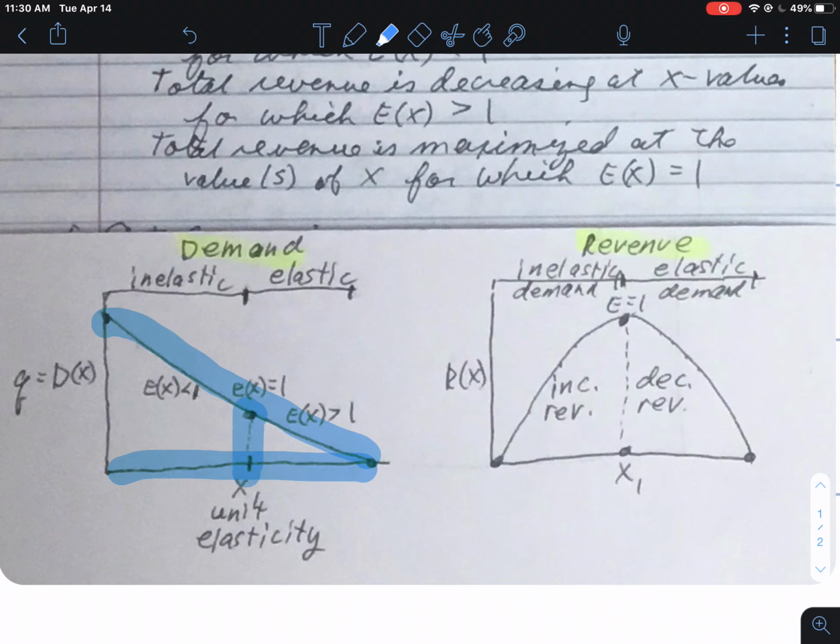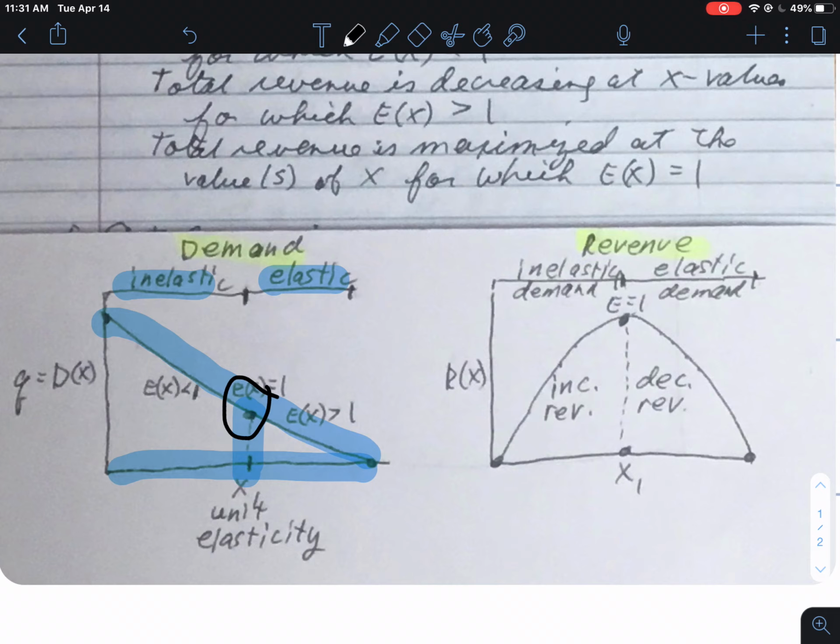Here's that sweet spot. Here's our unit elasticity. What value of X, how many units, or what price could we charge to hit this sweet spot, where demand goes from being inelastic to elastic? Now, what does that mean again? Inelastic demand means revenue is still increasing. Elastic demand means revenue is decreasing. So we want this sweet spot to tell us at what point revenue changes from increasing to decreasing. Where is it maximized?